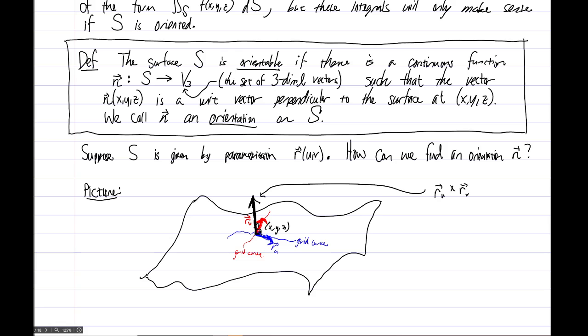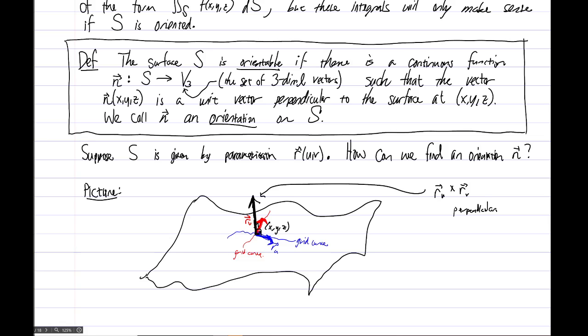We learned a long time ago that this is how you get something that's perpendicular. We want something perpendicular to both vectors, and since r sub u and r sub v are instantaneously tangent to the surface, when you cross these two vectors together, you get something that's perpendicular.